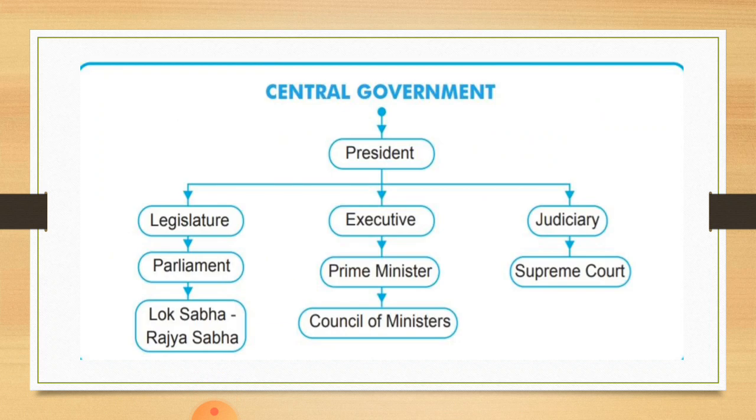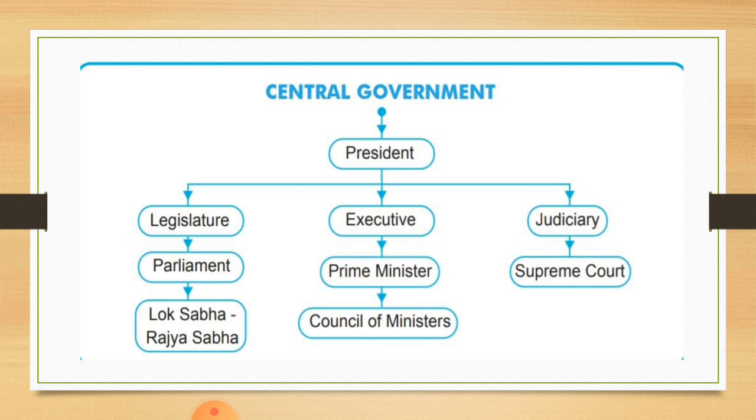This is a flow chart of the central government. See, in this first comes the President, and under that come the legislature, executive, and judiciary. In the legislature, it consists of Parliament, and in that are the Lok Sabha and Rajya Sabha. What is the meaning of legislature? Legislative means having the power to make laws or any rules. Next is executive. Executive means relating to or having the power to put plans or actions into effect.